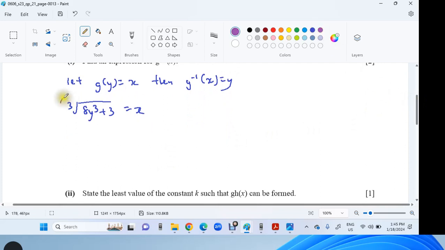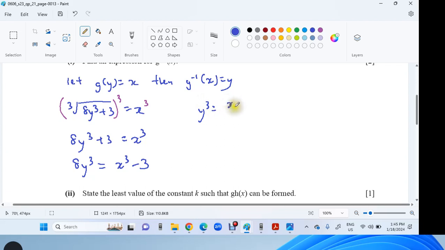And then we cube both sides. Then we have 8y cubed plus 3 equals x cubed. Then we have 8y cubed equals x cubed minus 3. Then y cubed is equal to (x cubed minus 3) over 8. So y will be the cube root of (x cubed minus 3) over 8.